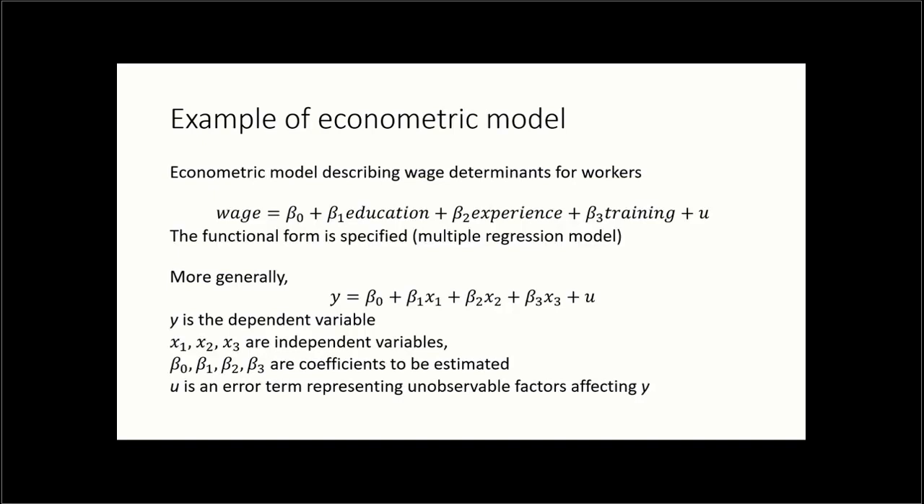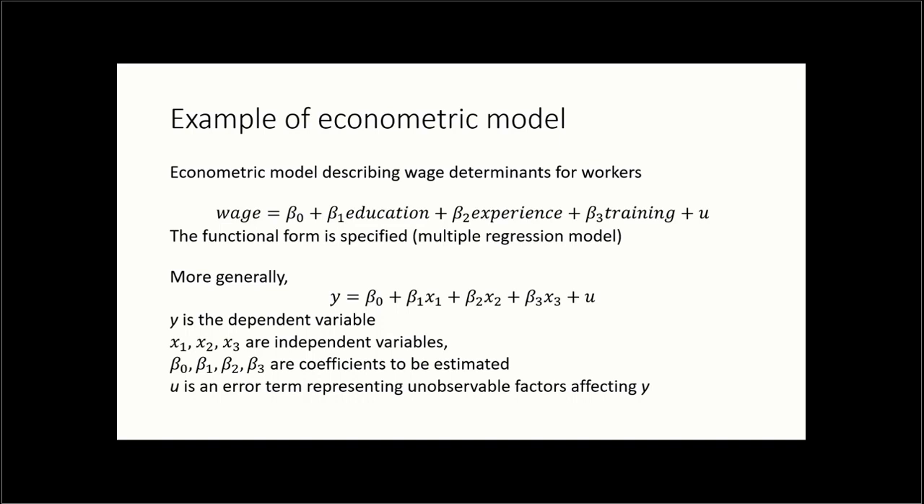So here is a specific type of econometric model where we know the functional form. And this one is basically a linear regression. So here we have wage equals beta 0 plus beta 1 times education plus beta 2 times experience plus beta 3 times training plus u. So here the functional form is specified. That's the multiple regression model that we will talk about later on.